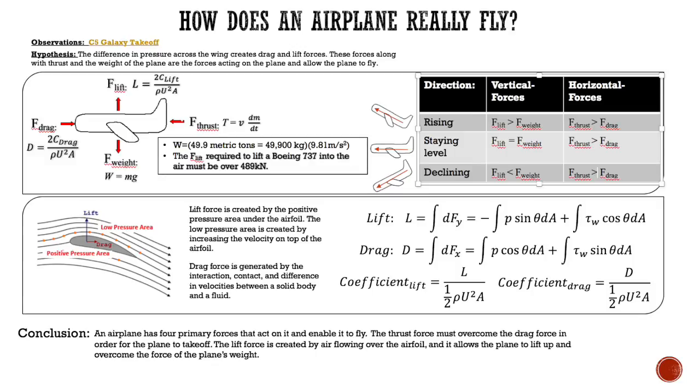An increase in surface area will result in more drag on a plane, but if more surface area is added to the airfoils, then more lift can be generated, so it's kind of a trade-off. Throughout our research, we found that our hypothesis was true and that there are four key forces that make a plane fly. The thrust force must overcome the drag force in order for the plane to take off. The lift force is created by airflow over the airfoil, and it allows the plane to lift up and overcome the force of the plane's weight.